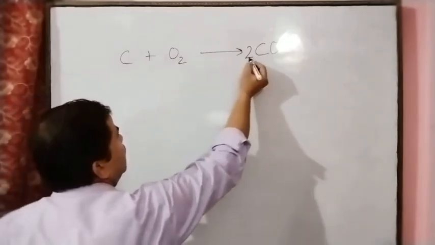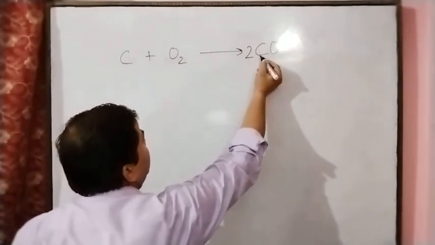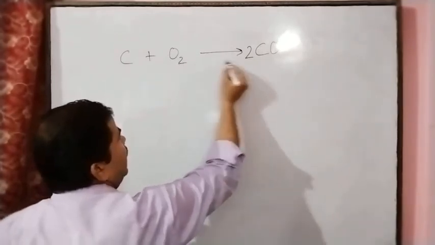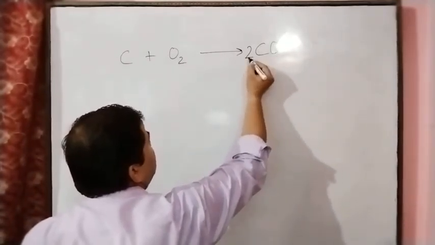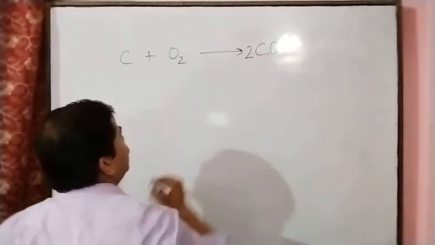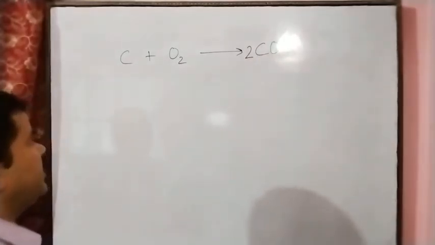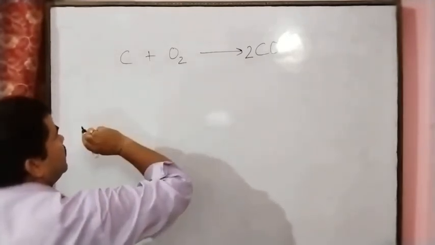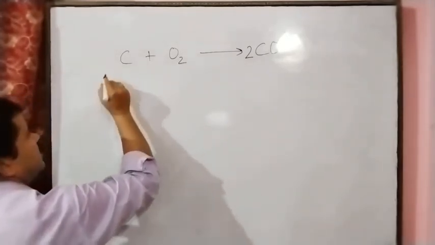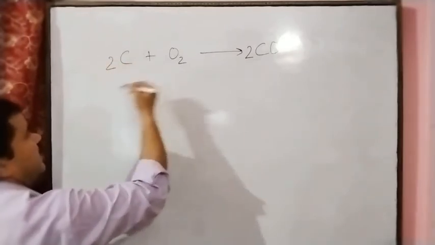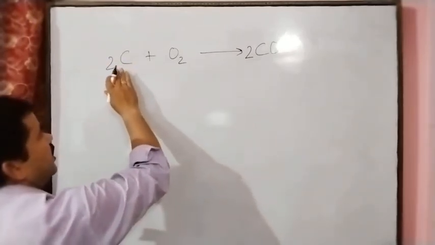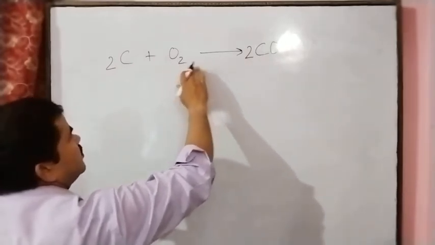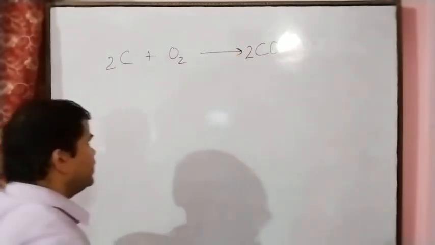So by writing 2 in front of the carbon and oxygen, the oxygen is balanced, because here also oxygen is 2. These 2 represent carbon and oxygen both, if you are writing in front. Then oxygen is balanced but carbon is not balanced, so we will write 2 here. Then we can see carbon is 2 and oxygen is 2 atoms here also.